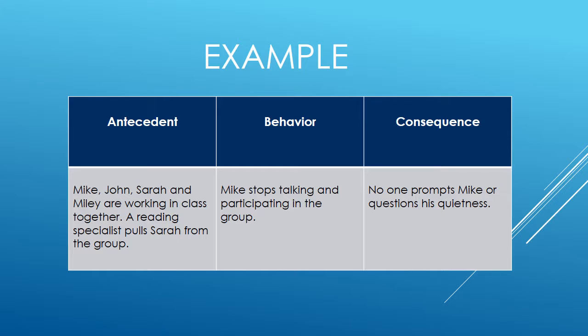Our next example has an antecedent where Mike, John, Sarah, and Miley are working in class together. A reading specialist pulls Sarah from the group. The behavior is that Mike stops talking and participating in the group. The consequence is no one prompts Mike or questions his quietness. This happens over a period of time when these individuals work together.